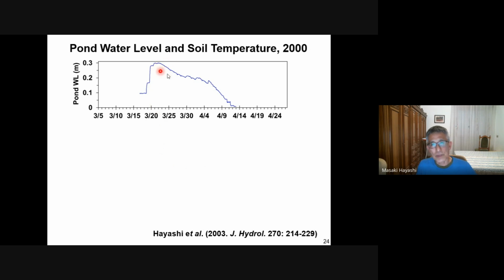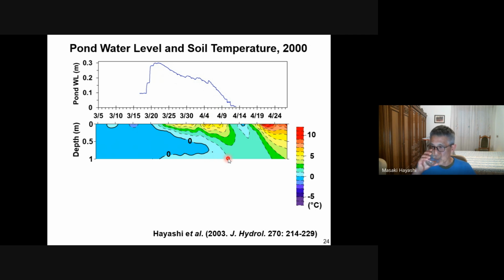So this is the water level in that pond. I showed you the picture. It went up with the snowmelt and stayed relatively stable, and all of a sudden it started to decline rapidly around this time, early April. And then this is the soil temperature. Here, the vertical axis is the depth, 0 to 1 meter, and the horizontal axis is the time. Color indicates temperature. The blue and the purple are below 0, meaning that the soil is frozen. This 0 degree contour is called the 0 degree isotherm.